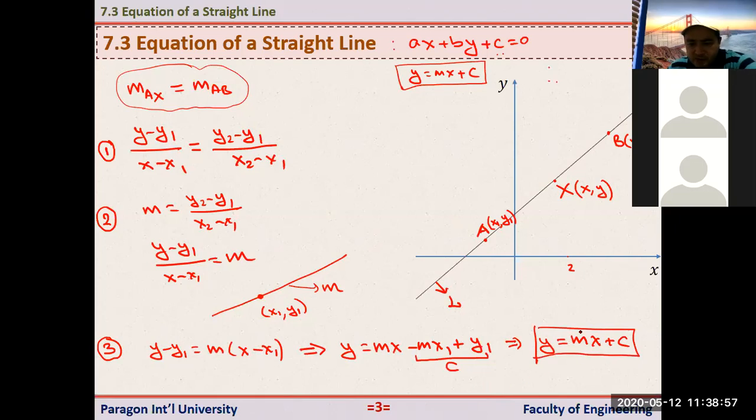As you see here, what is this m? It's the gradient. And what is c? It is the y-intercept, because if x equals 0, c gives us the y-intercept, where the line crosses the y-axis. Once we get this one, just by doing some algebraic manipulation, we can get other forms of the equation of a straight line. We already got 3 of them. Number 1 is the two-point equation, the second one is one point and gradient, and the third one is gradient and intercept. And actually, I can write another one.